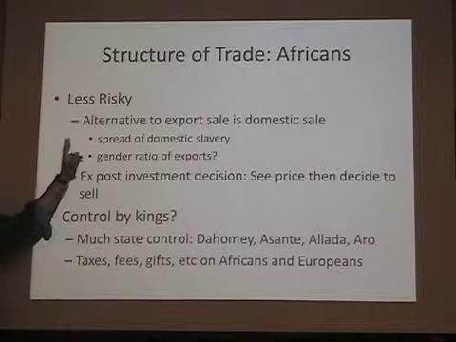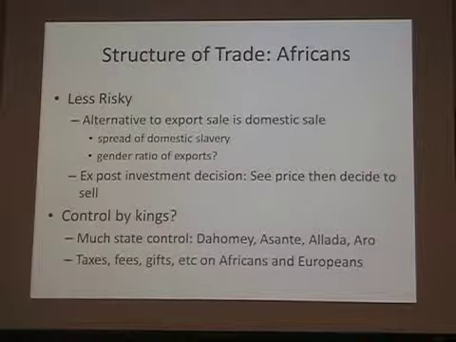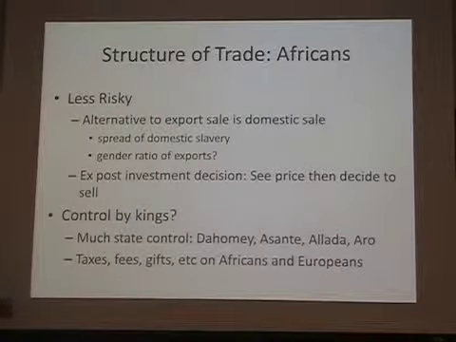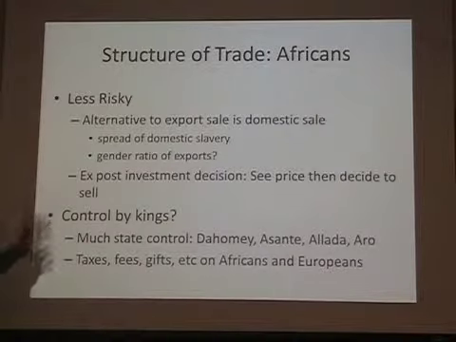And I think there's probably a gender component to that. And I'm trying to figure out a way to look at this data and use the gender ratio of exports to get at some of this issue of the expansion of slavery in Africa itself. When the price is low, I would expect the proportion of women to decline, because those are the ones that are relatively more valuable in Africa itself. And that's where the expansion of slavery in Africa itself begins to take hold.